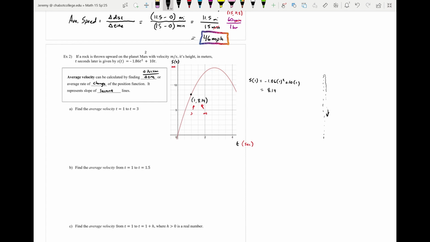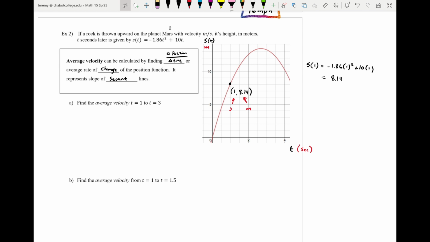I just wanted to clarify that this horizontal change right here is a change in time. It's not like it's moving from left to right or something like that. So just want to make sure that we're clear on that.